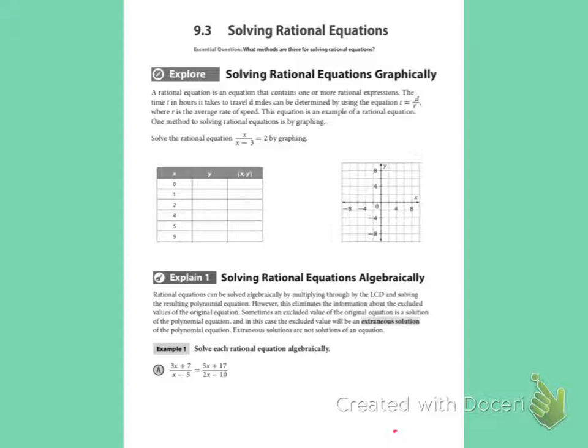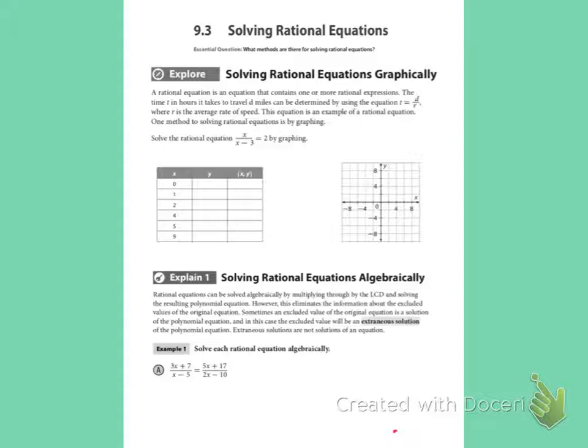It makes sense that we're here today at the end of Module 9 solving rational equations because we've looked at graphs, all kinds of graphs of rational functions, complicated ones, simple ones. We've added rational expressions, we've subtracted, multiplied, divided, and now we come to solving.